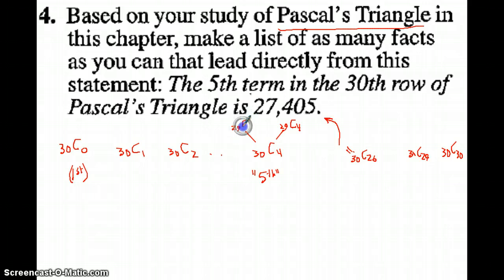Again, you could go on and on about this. I'm thinking of the most important ones that I'm going to hold you responsible for, or that you're going to wish you knew. And it's this sort of summation thing down the table, the fact that there's symmetry in the row, and the fact that when you're finding the 30th row 5th term, it's 30C4 and not 30C5. It's sort of one less than the number of the term.